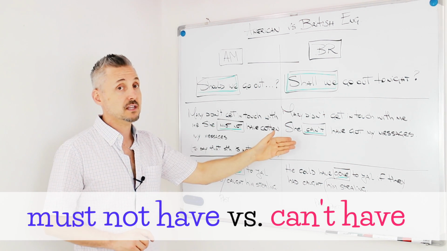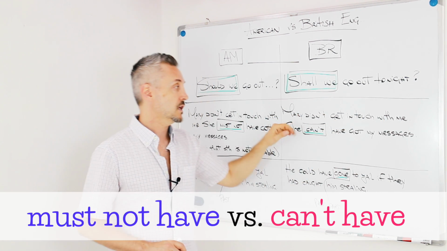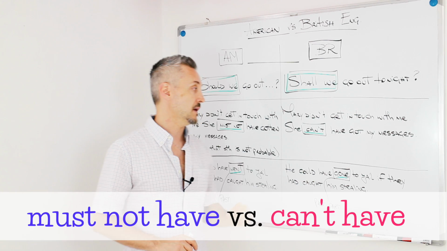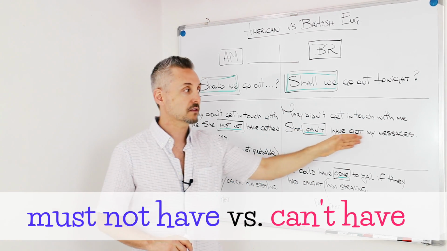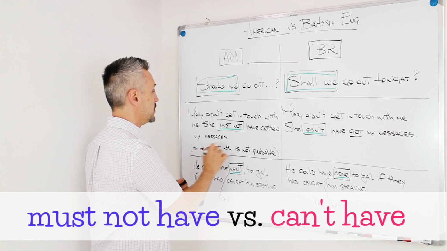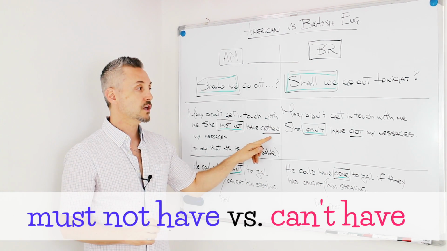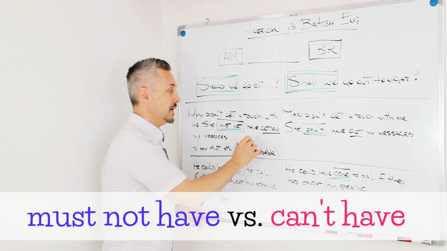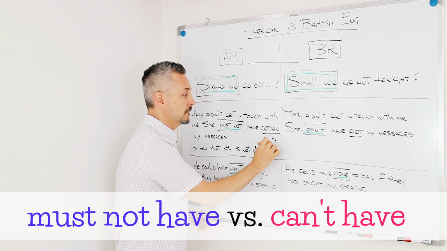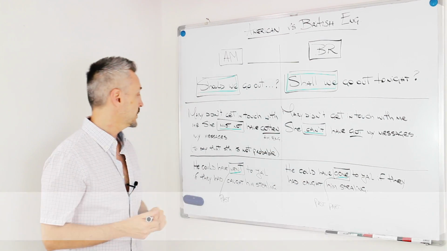In British English instead, Mary didn't get in touch with me. So Mary didn't get in touch with me. She can't have got my messages. Notice also got, and here gotten, which is the past participle of get in American English. Because in British English it is got.